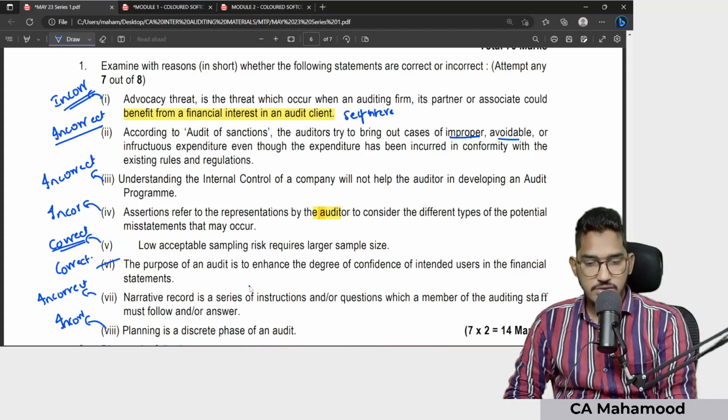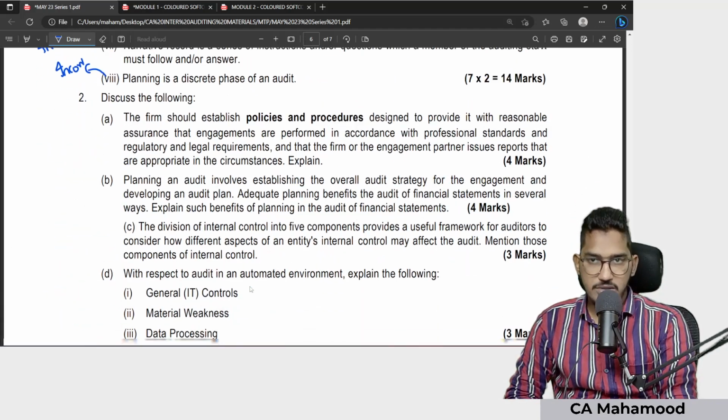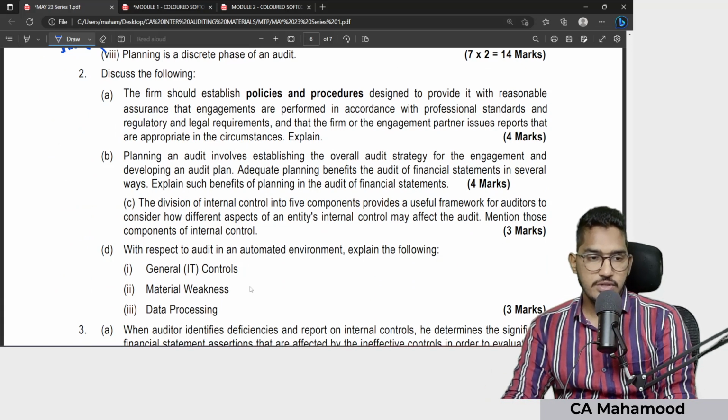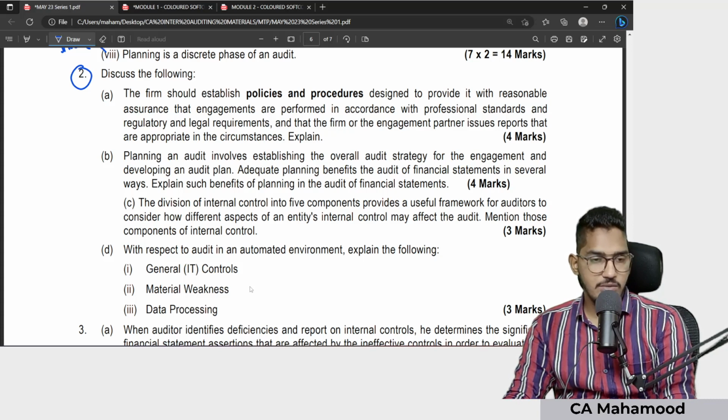Clear, everybody? So this is what the 8 true or false statements are. Clear? Now let us have a look at descriptive questions. So first we will start with question number 2. Discuss the following. The 4 questions they are asking. Let us see what they are.